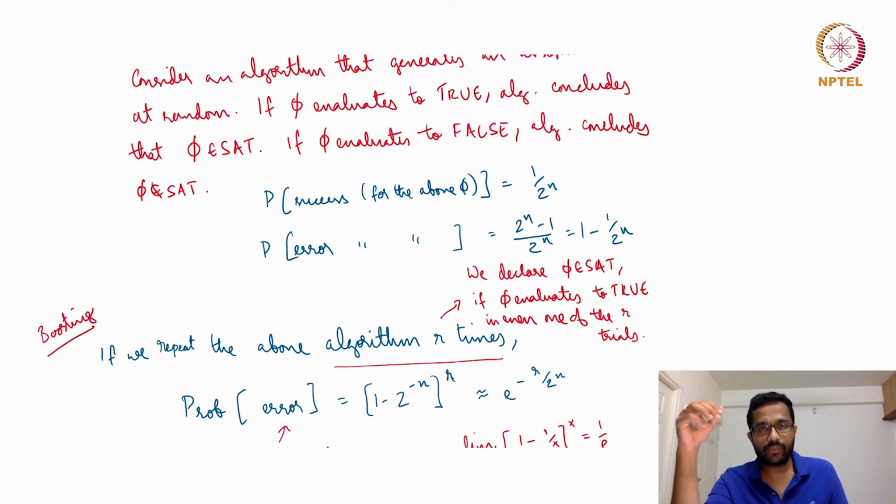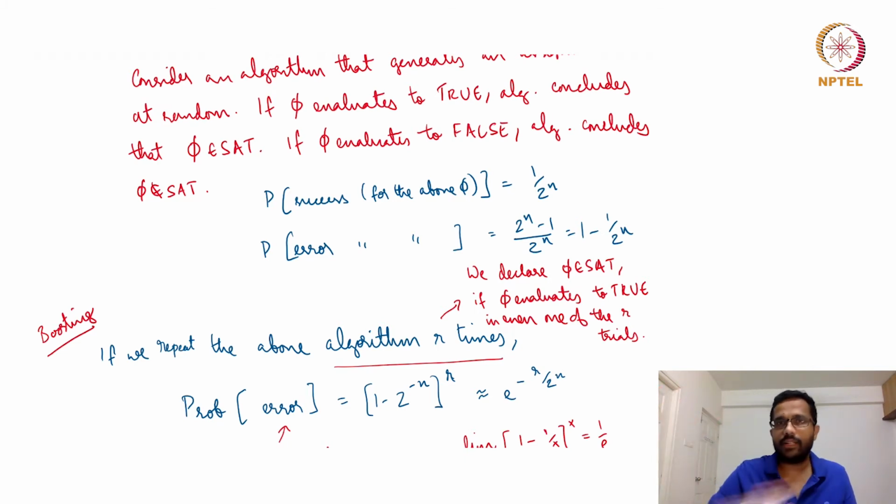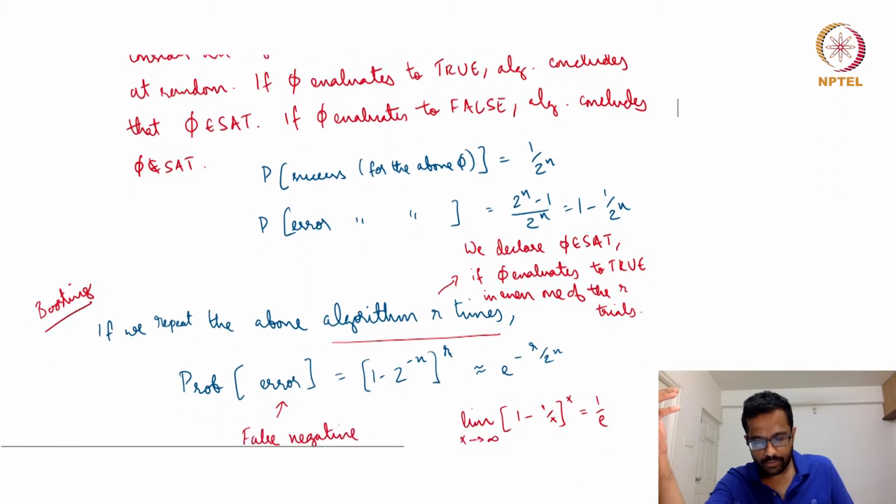So when do we say that phi is not satisfiable? If all the R trials lead to phi evaluating to false. Okay, right? So this is the algorithm. Let's try to see what happens. In this case, what happens? Let's say we try this algorithm R times. What is the probability of success?